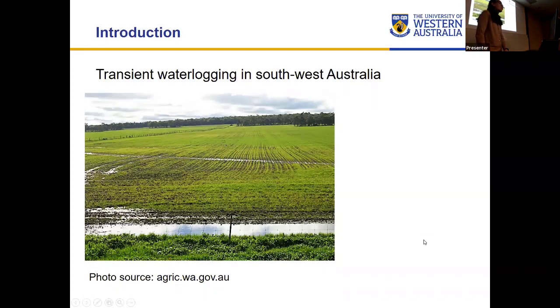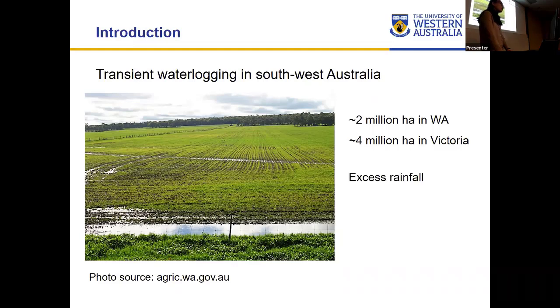Waterlogging is a common abiotic stress that can cause significant loss in crop production worldwide. In southern Australia, waterlogging covers a large farmland area, estimated at 2 million hectares in Western Australia and 4 million hectares in Victoria. In Mediterranean climate regions, annual plants can suffer waterlogging from excess rainfall during the growing season. These regions are also predicted to have more variable growing seasons, with increasing intensity and frequency of heavy rainfall events as a result of climate change.